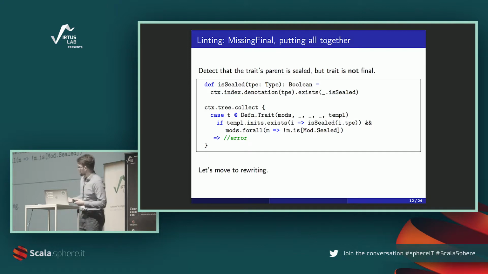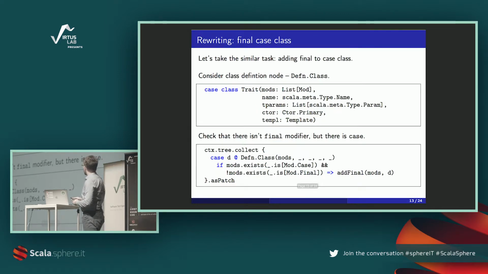Okay, so those were two simple examples of how to write linting rules in Scalafix with syntactical and semantic information. And let's move to rewriting. Consider a similar task: add the final modifier to the case class. Again, we can look at the node of class definition, but it's very similar to trait definition, so I'll skip it.